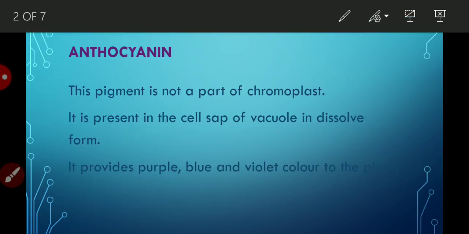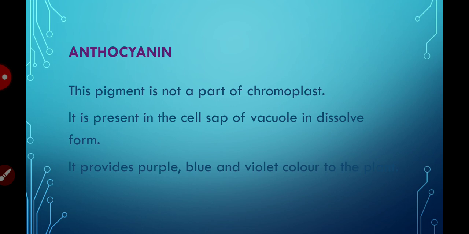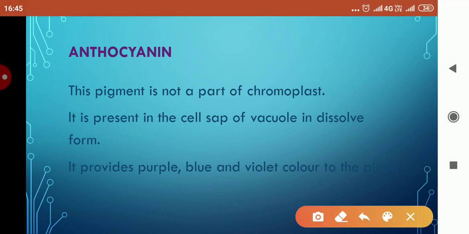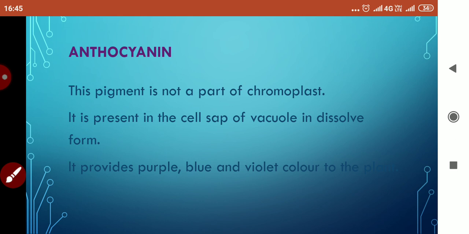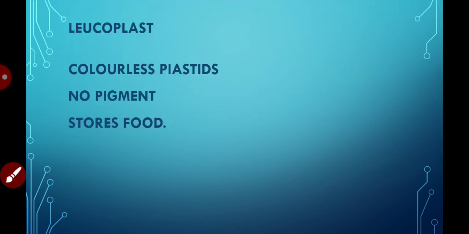The next slide is about the anthocyanin pigment. Anthocyanin is a pigment that is not a part of the chromoplast. It is present in the cell sap of the vacuole in dissolved form. It provides purple, blue and violet color to the plant. Now let's move on to the next slide.